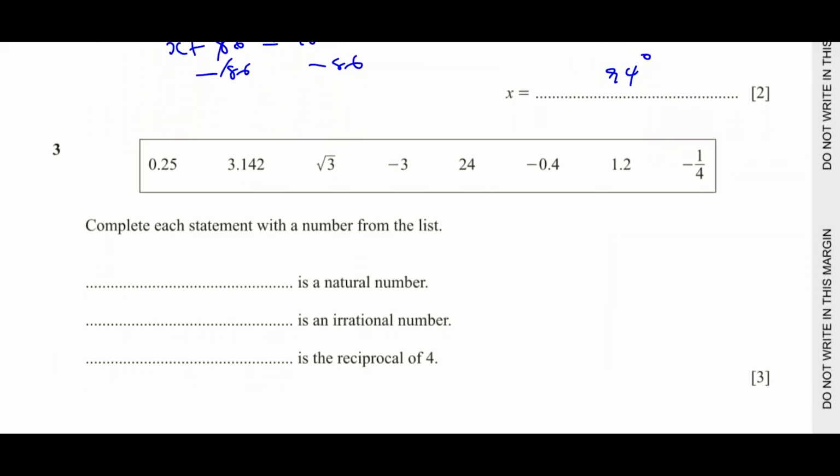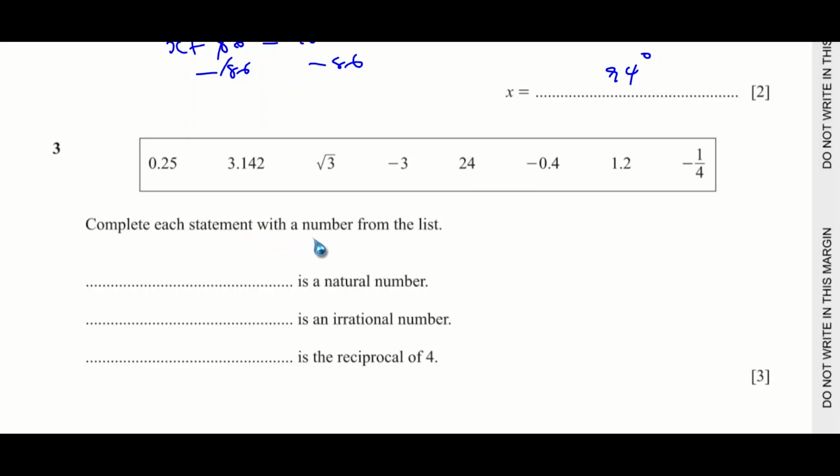Question 3. Complete each statement with a number from the list. So dash is a natural number. A natural number will be this, so let's pick 24. Let's remove this, we're not asked to draw a ring.